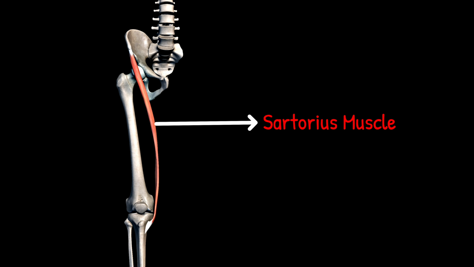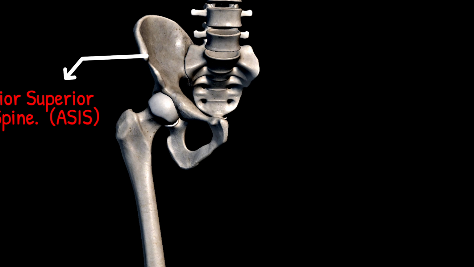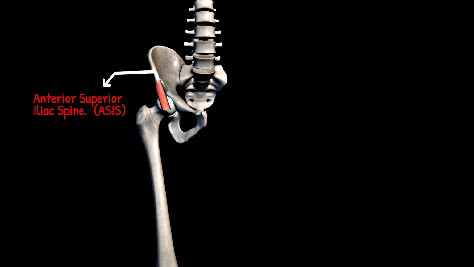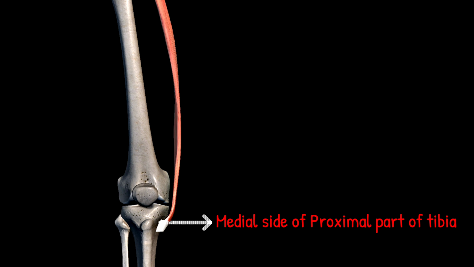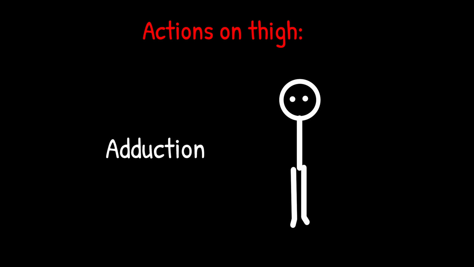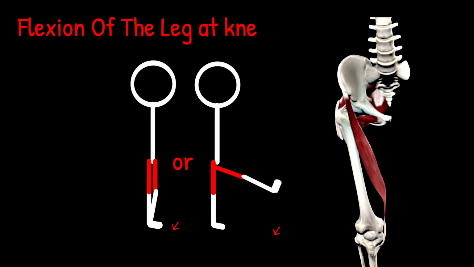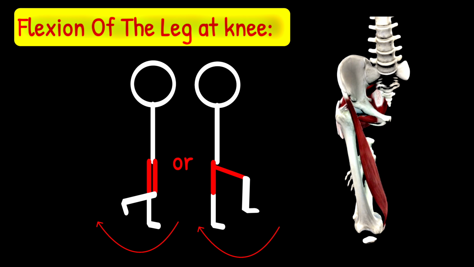Sartorius muscle is also called the tailor's muscle. It is the longest muscle of the body. It originates from the anterior superior iliac spine of the hip bone and is inserted on the superior part of the tibia at the medial side. Nerve supply is from the femoral nerve. Action on the thigh includes flexion, adduction, and lateral rotation. It also flexes the leg at the knee joint, which is important to remember because it is the only muscle in the anterior compartment of the thigh to produce flexion of the knee.